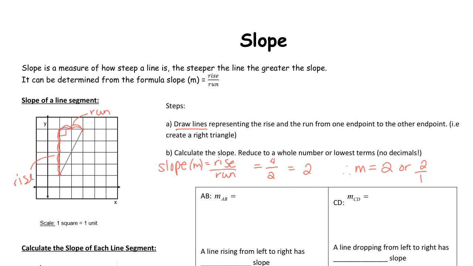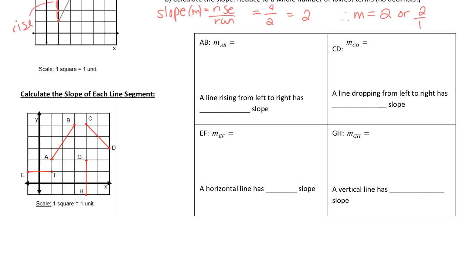So let's get a little bit more practice with that. We have some line segments over here. Let's start off first with the line segment AB. So from A to B, so it's from here to here, I'm going to again write rise over run. And my rise here is 1, 2, 3. And my run here is 1, 2. So 3 over 2. And I can't reduce this fraction, so I'm going to leave it as is. So this line, because it rises from left to right, has what we say a positive slope. Okay, so this is positive 3 over 2.